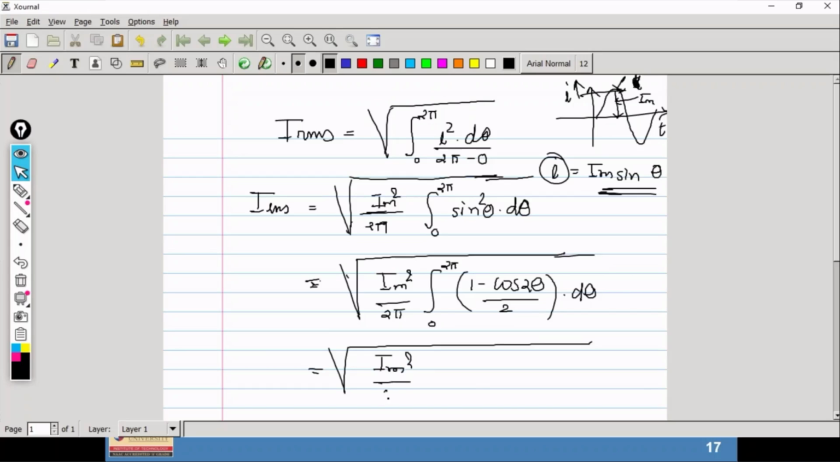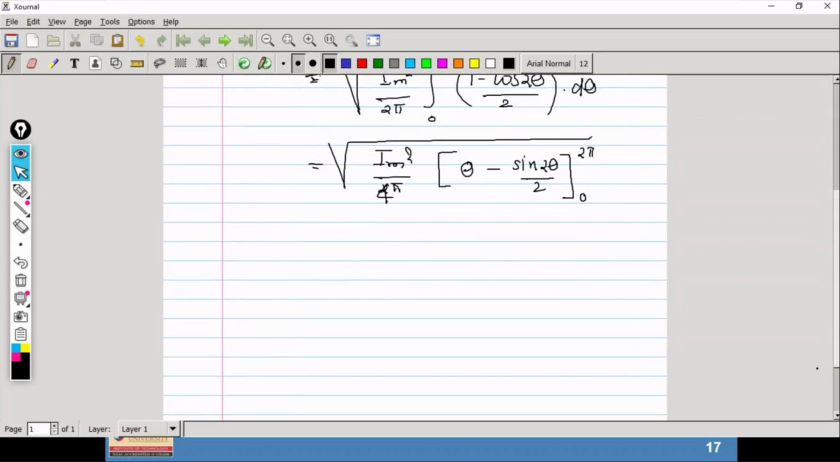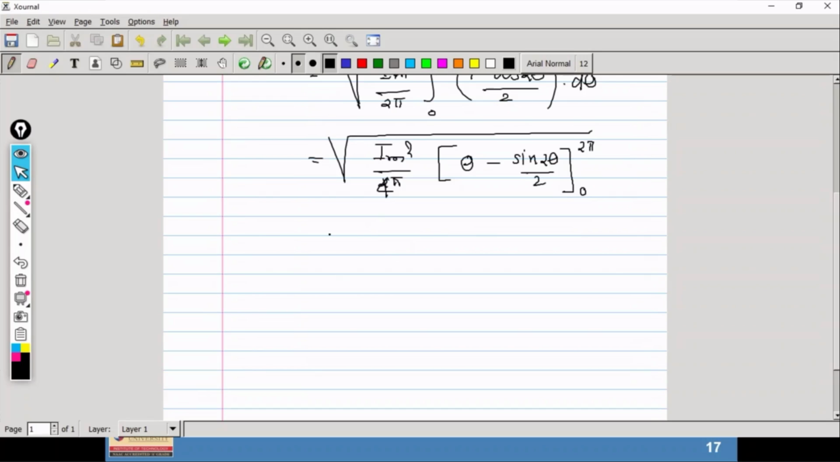So here we can write again Im square upon 2 pi, or we can say it is 4 pi now, because this 2 is also a constant value. Okay. Now if we take the integration of 1, so integration of 1 is theta with respect to d theta minus cos 2 theta, that is sine 2 theta by 2. Yes or no? And the limits are 0 to 2 pi. Agreed? Yes, sir.